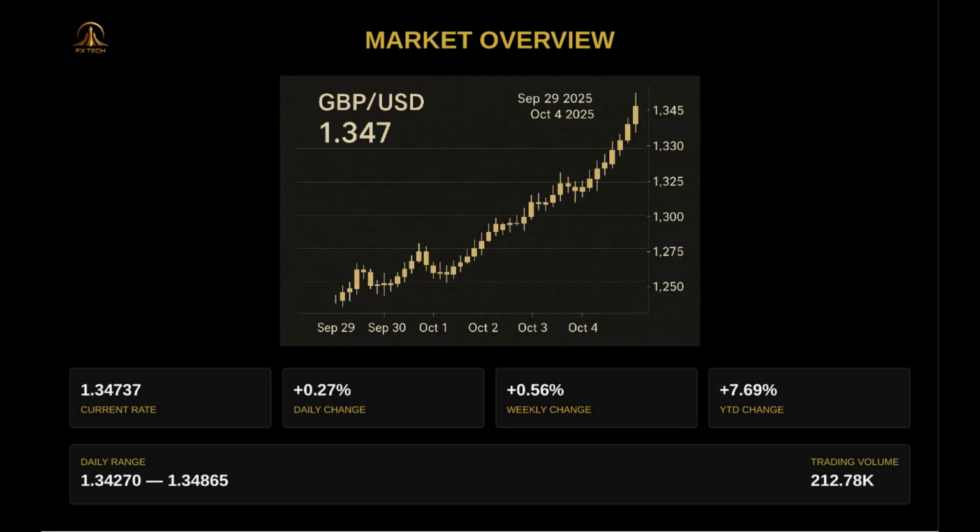During the week, we observed trading within a daily range of 1.34270 to 1.34865, with moderate trading volume of 212.78K. The price action shows consolidation near the upper boundary of recent trading ranges.